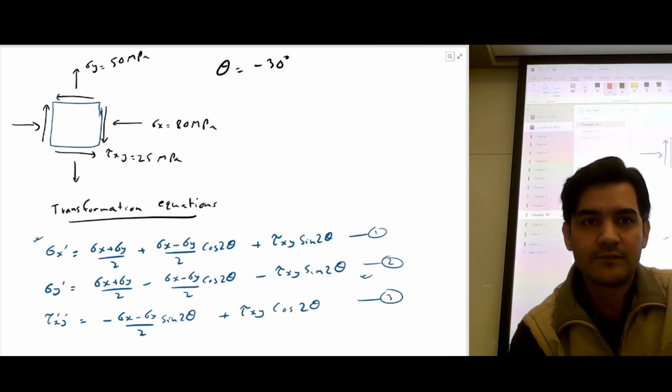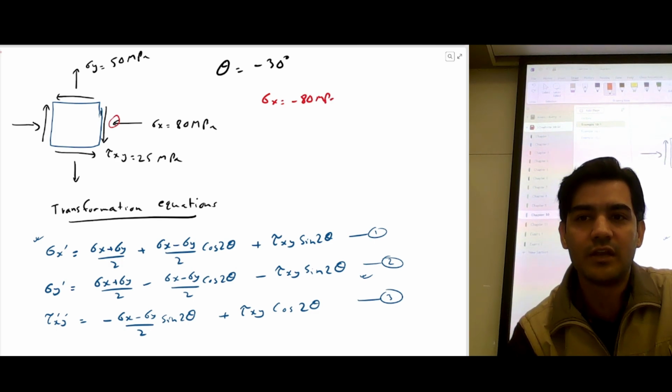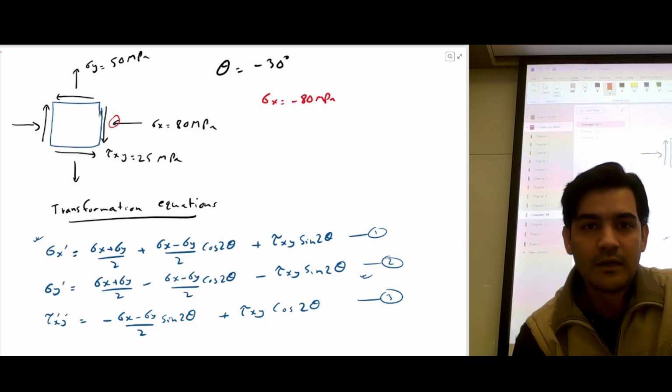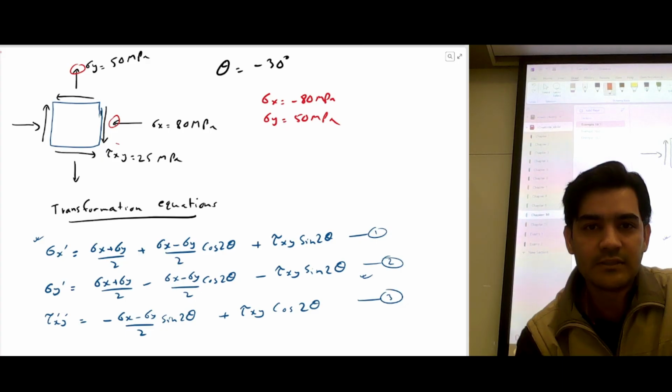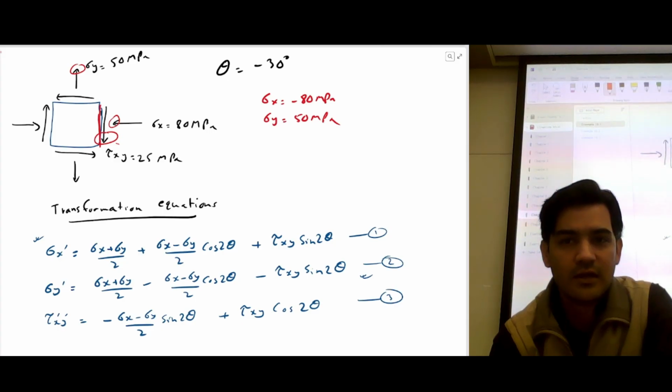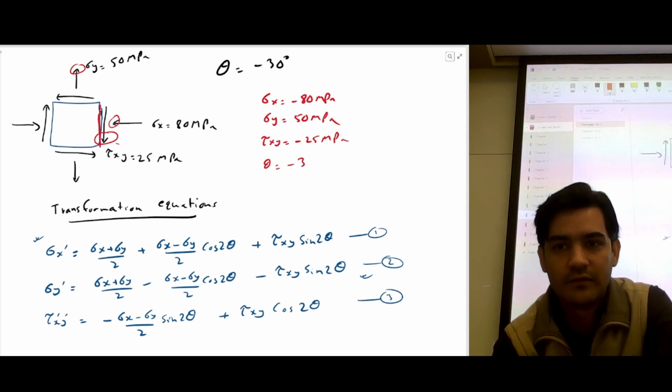The best way is to first figure out which stress is positive and which stress is negative. So I'm going to write it down here. Stress X is compressive, right? So it's going to be negative 80 megapascals, which you're going to feed into the equations. This stress is in tension, so this is going to be positive megapascals. And this is the positive face of the x-axis, and it's going to cause clockwise rotation, right? Clockwise rotation is negative, so negative 25 megapascals. And our angle is also negative 30 degrees, right?